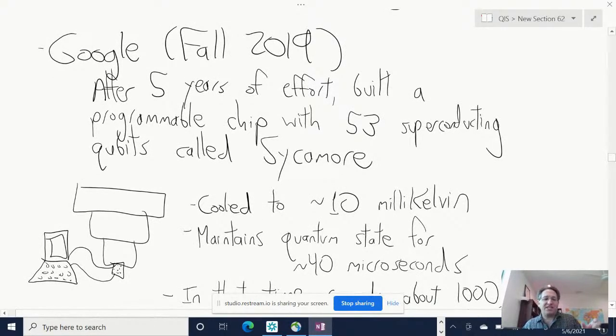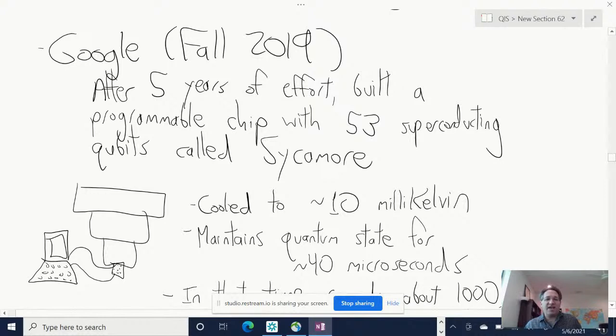The chip is placed into a dilution refrigerator, which, if you see a picture of one, looks kind of like an upside down wedding cake. And it's cooled to about 10 millikelvin, just slightly above absolute zero. That is what you need to cause the chip to superconduct, which is what allows these currents flowing around these little wires to behave as qubits, to behave quantum mechanically.